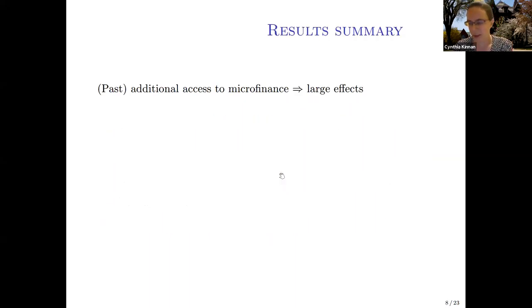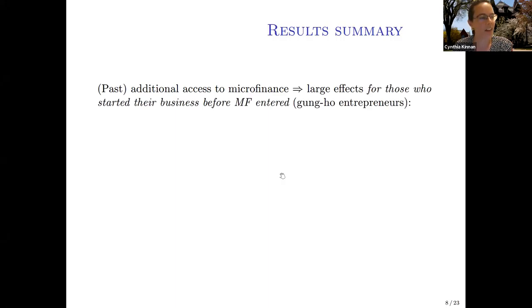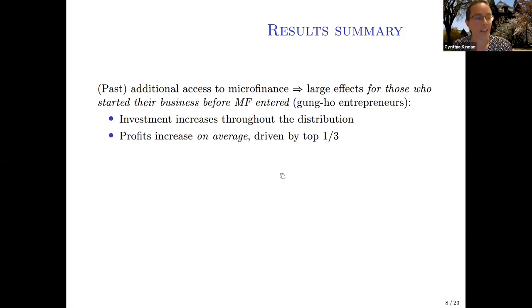Okay, so let me just summarize because I may have to go through some of my slides quickly. What do we find? We find that past additional access to microfinance, that is when we compare the control group relative to the treatment group, had large effects, but only for those gung-ho entrepreneurs, only for those who started their business before microfinance entered Hyderabad. What do I mean by that? We see that throughout the distribution of investment levels, and I'll explain on the next slide what I mean by that, we see more investment in the treatment group than we do in the control group. We see average impacts on profits, which is a finding that we find pretty exciting.